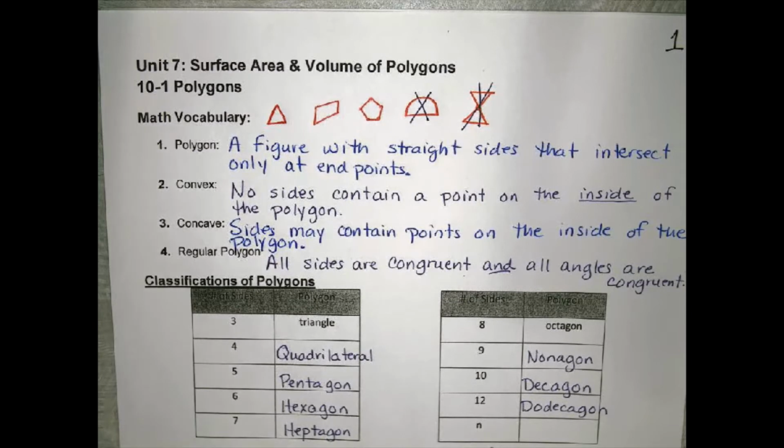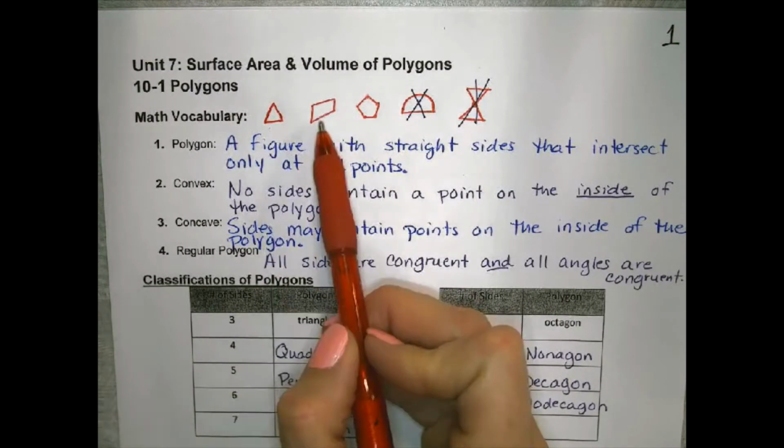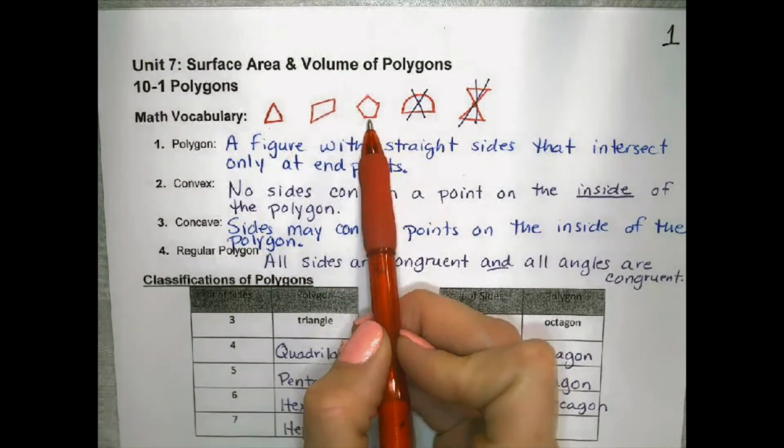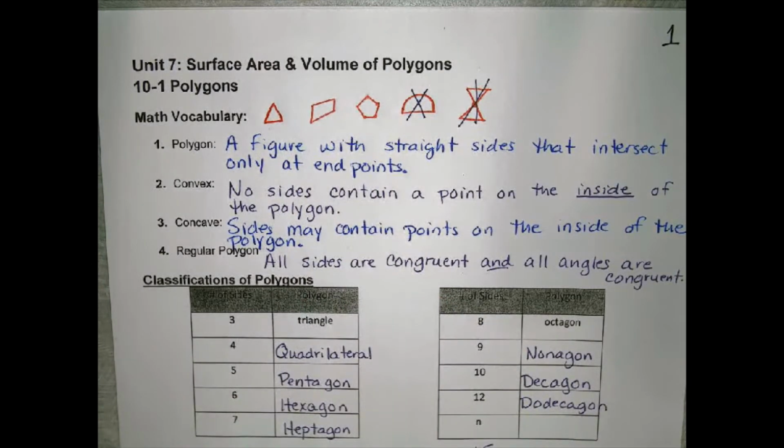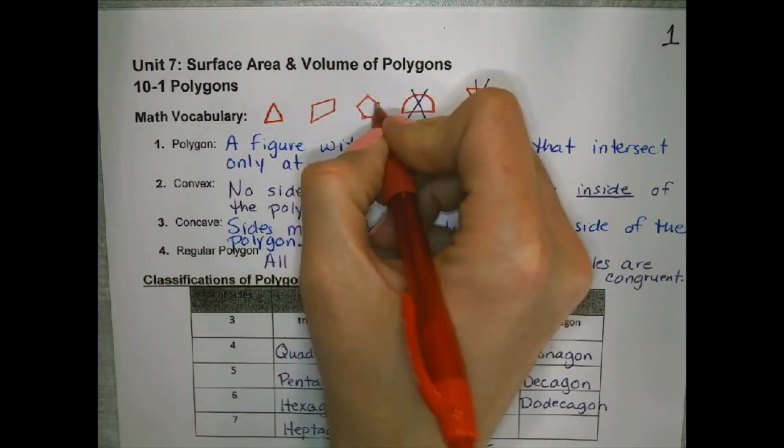Welcome to this lesson on polygons and their internal angles. A polygon is a figure with straight sides that intersect only at their endpoints. Some shapes that you may already be familiar with are the triangle, a quadrilateral, and a pentagon. What these shapes have in common is that all their sides are straight and they intersect only at their endpoints.